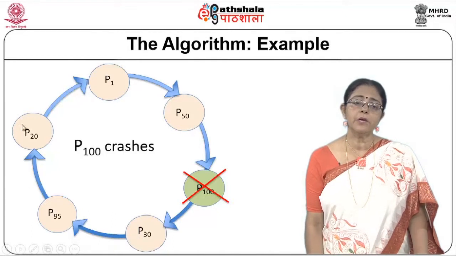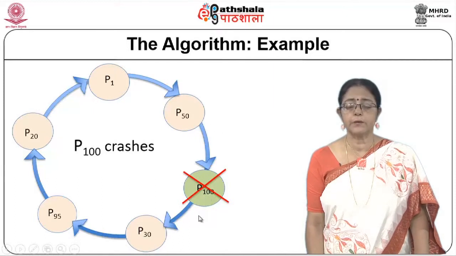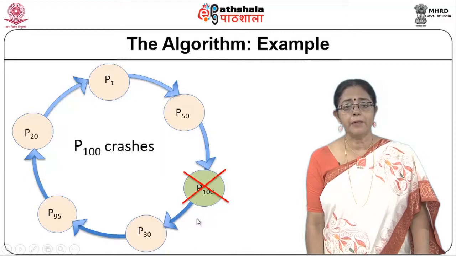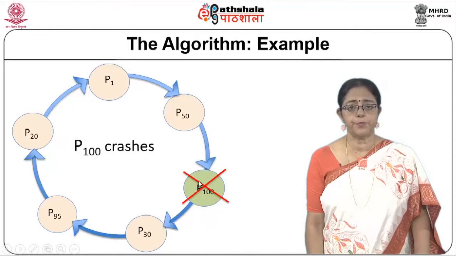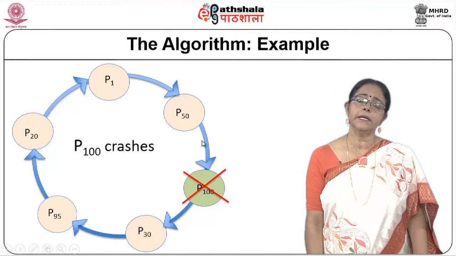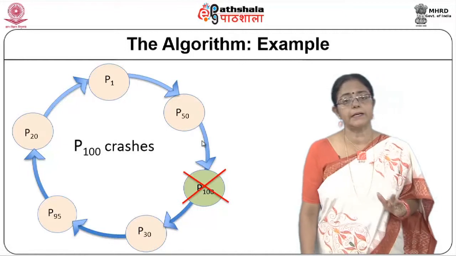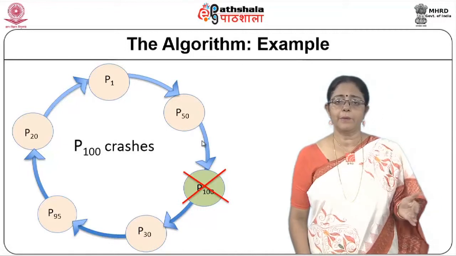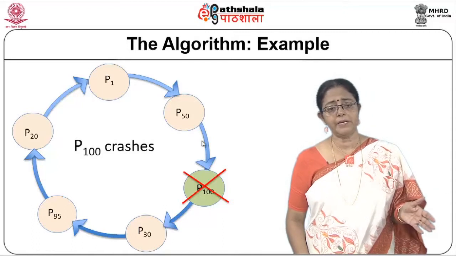So, P30 would have sent some message through the ring to the leader, which is P100. But because P100 has failed, P100 will not respond, and in a distributed system we detect failures by doing a timeout. We already have seen how the timeout works. We set a timeout limit.